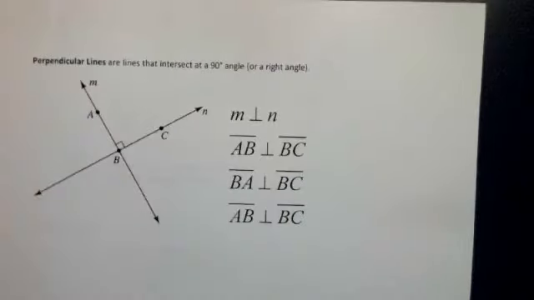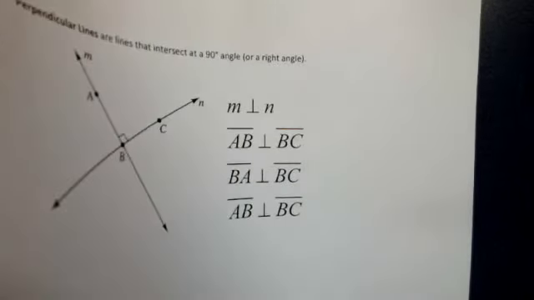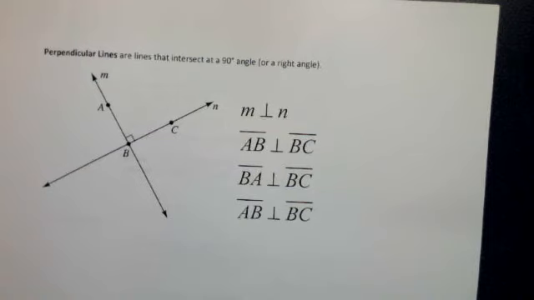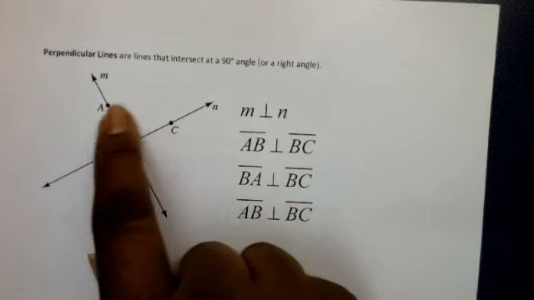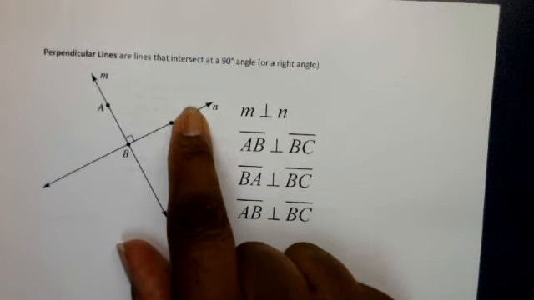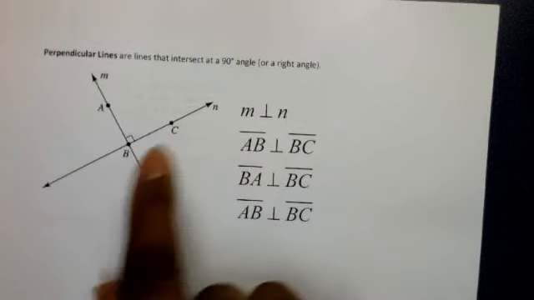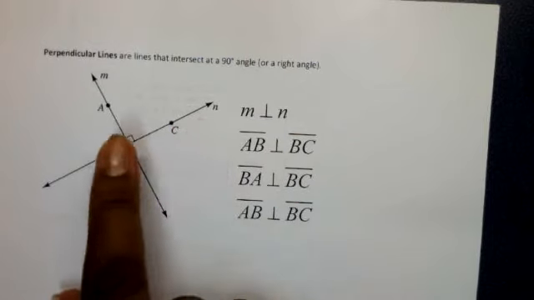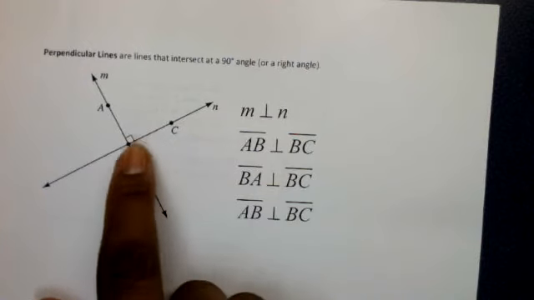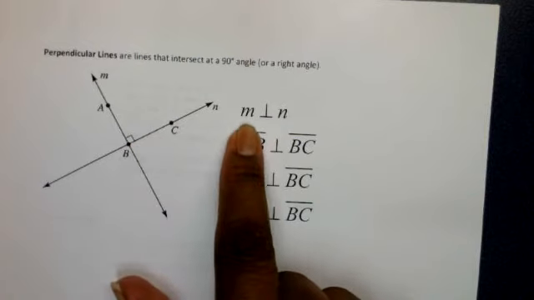All right, next page, we'll deal with perpendicular lines. Perpendicular lines are lines that intersect at 90-degree angles or a right angle. So in this case here, I got 2 lines, line M and line N. Line M is perpendicular to line N. And here they use the box to indicate that these 2 lines form a 90-degree angle. And this is the notation.